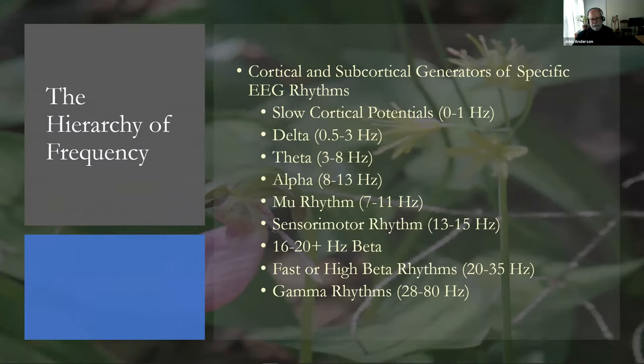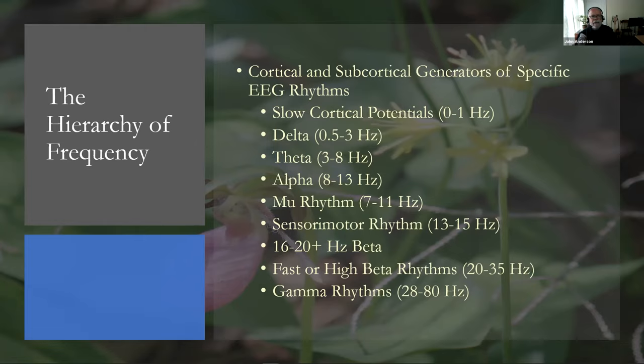Alpha does not represent relaxation. Teaching somebody to produce alpha doesn't teach them to produce a relaxed state. Theta does not represent meditation. Beta does not represent focus necessarily. They can be associated with those functions. But one of the most important things to remember about EEG frequencies is that they are the reflection of behaviors that have already occurred. This electrical activity that we measure from the scalp surface does not produce the behavior. It's the output of the behavior that has already occurred.